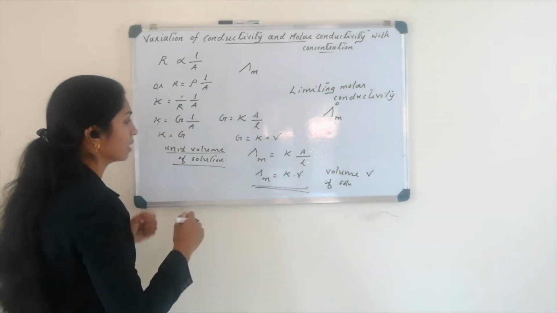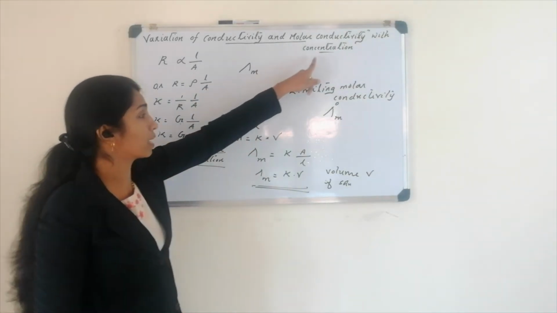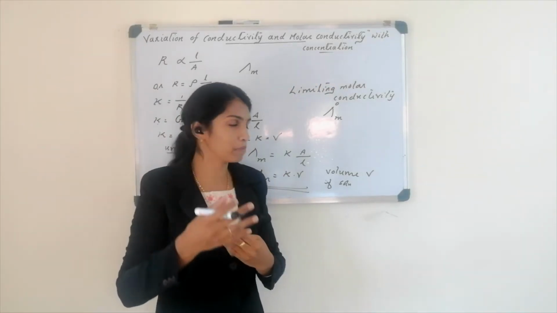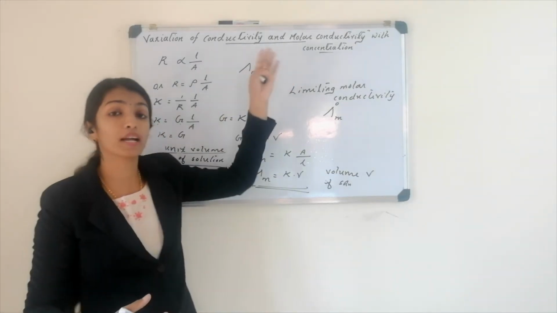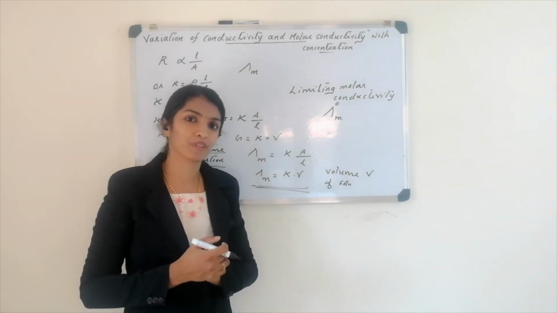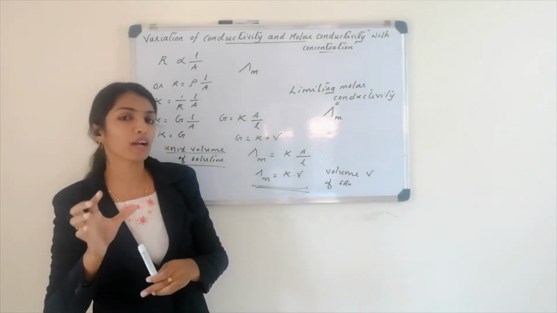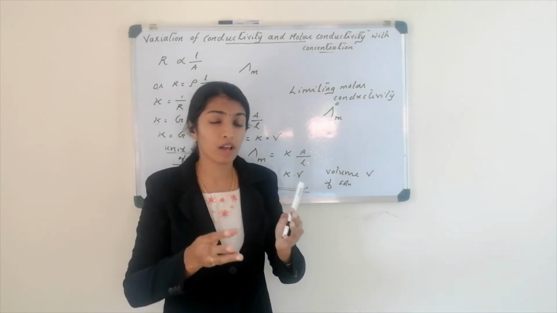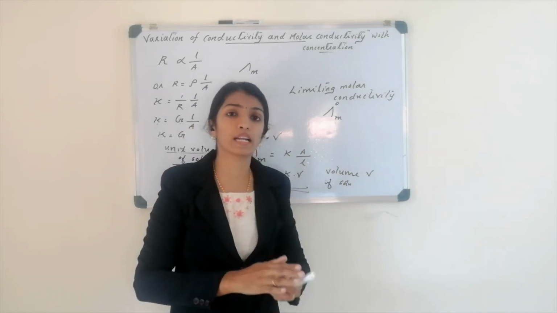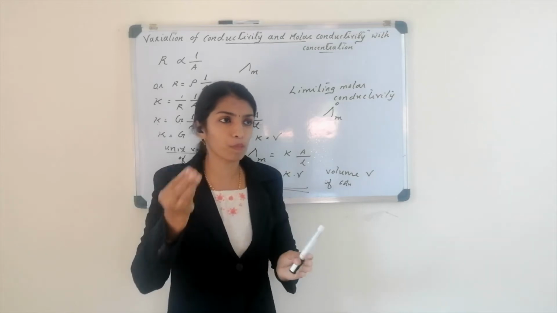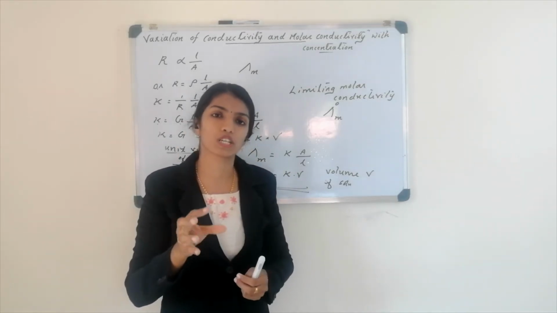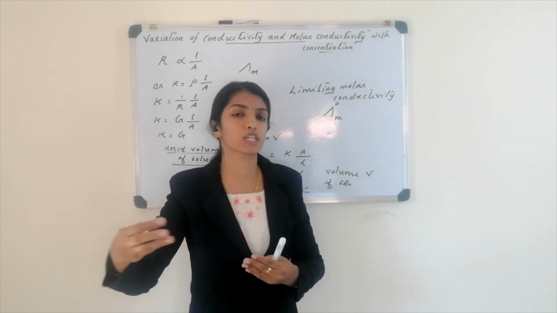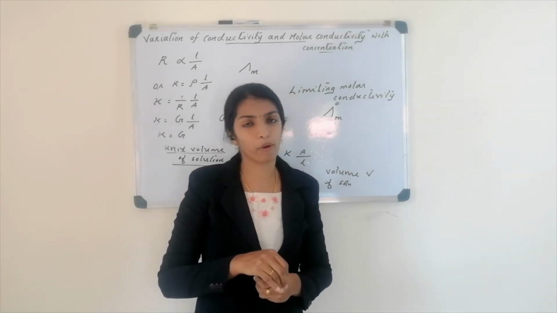Clear? Then the variation of molar conductivity with concentration is different for different electrolytes. That means it is different for strong electrolytes and weak electrolytes. What is the difference between a strong electrolyte and a weak electrolyte? When we put a strong electrolyte into a solvent, it completely dissociates. If you put a weak electrolyte in a solvent, the degree of dissociation will be less. It cannot dissociate into the maximum number of ions.